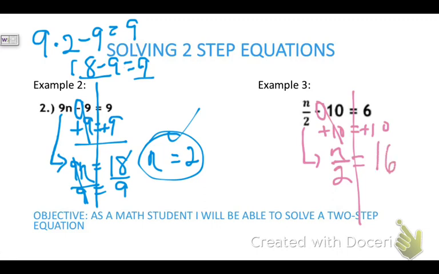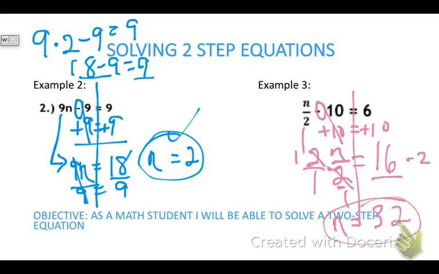Now, we're at a spot where we have n divided by 2. To undo division, we want to make sure that we multiply. I'm going to take that out of there so it doesn't get in the way. So we're going to take this 2 and write its reciprocal, which becomes 2 over 1. And 2 divided by 2 is 1. We got n equals 16 times 2. And 16 times 2 is 32.